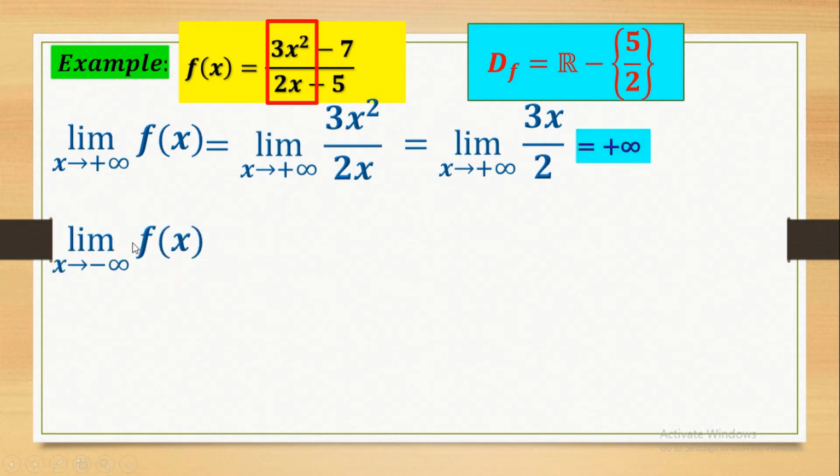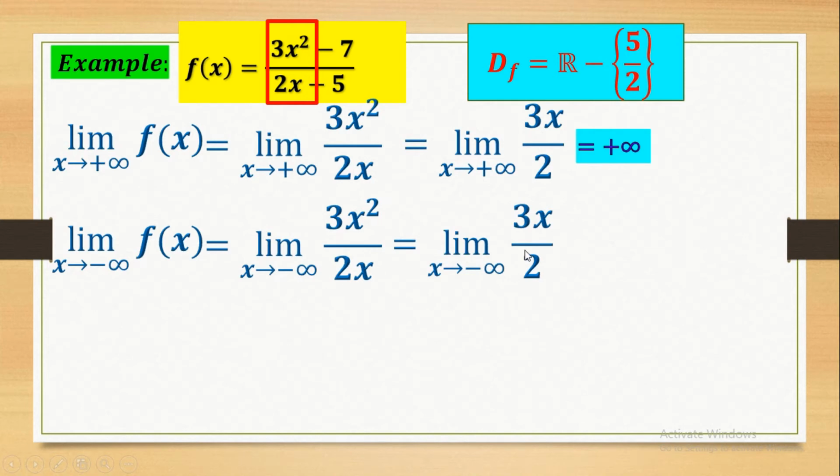Now what about limit at minus infinity for f of x? The same. We take the highest degrees for the polynomials on both numerator and denominator. So it's equal to limit at minus infinity for 3x squared over 2x. Also, we can simplify x squared by x. We get 3x over 2. Now, as x tends to minus infinity, 3x over 2 will also tend to minus infinity.